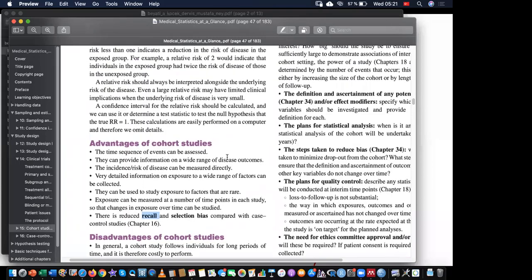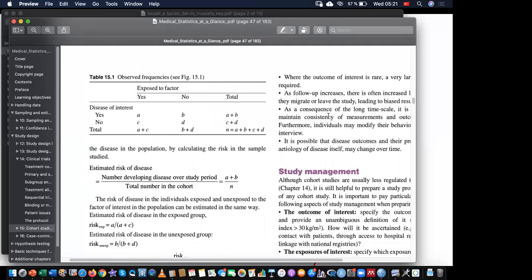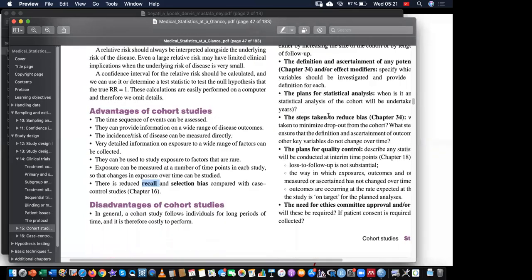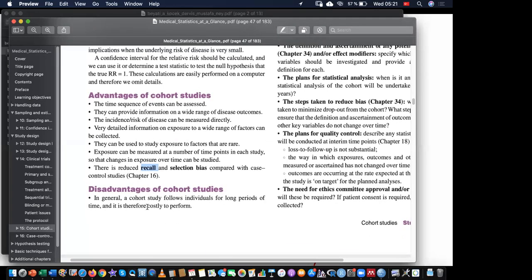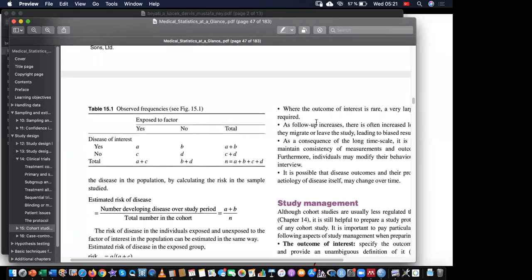But one disadvantage is it is costly. It is costly, of course. It requires time and money. Long periods of time, and it is costly. And there are other disadvantages as well. Of course, since you will follow up these people for a long time, there will be dropouts. Some of the patients will migrate, they will leave the study, and this will cause you troubles.